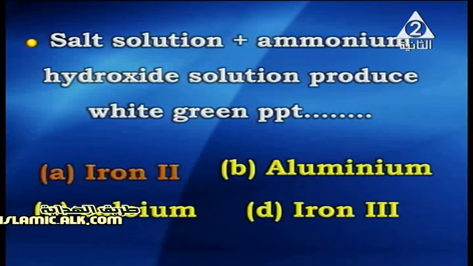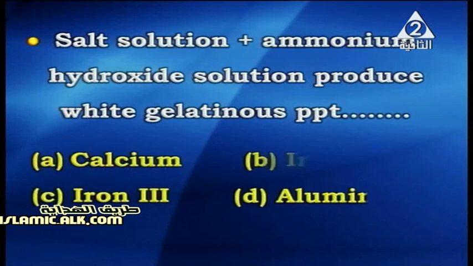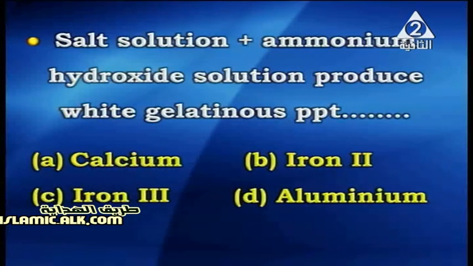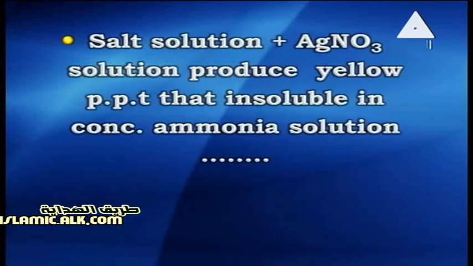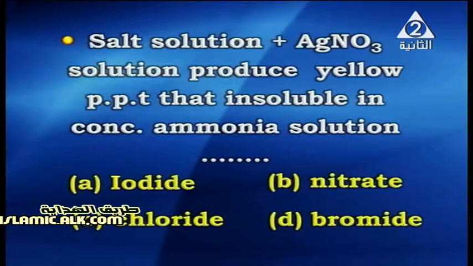iron 2. Next one, salt solution plus ammonium hydroxide solution produce white gelatinous precipitate of what? Is it calcium, iron 2, iron 3, aluminum? Yes, it will be aluminum. Salt solution plus silver nitrate solution produces yellow precipitate that is insoluble in concentrated ammonia solution. Is it iodide salt or nitrate salt or chloride salt or bromide salt? If you think about it, my dear student, yes, it will be iodide salt.